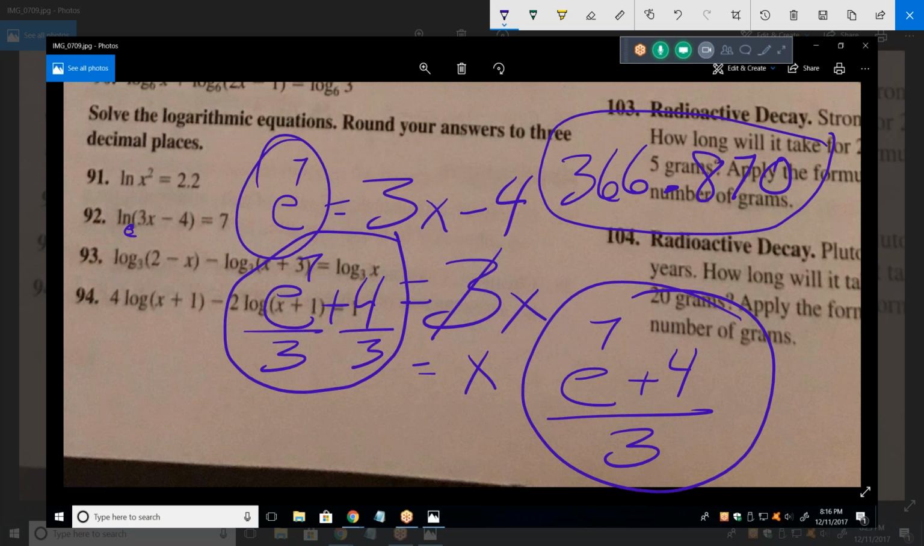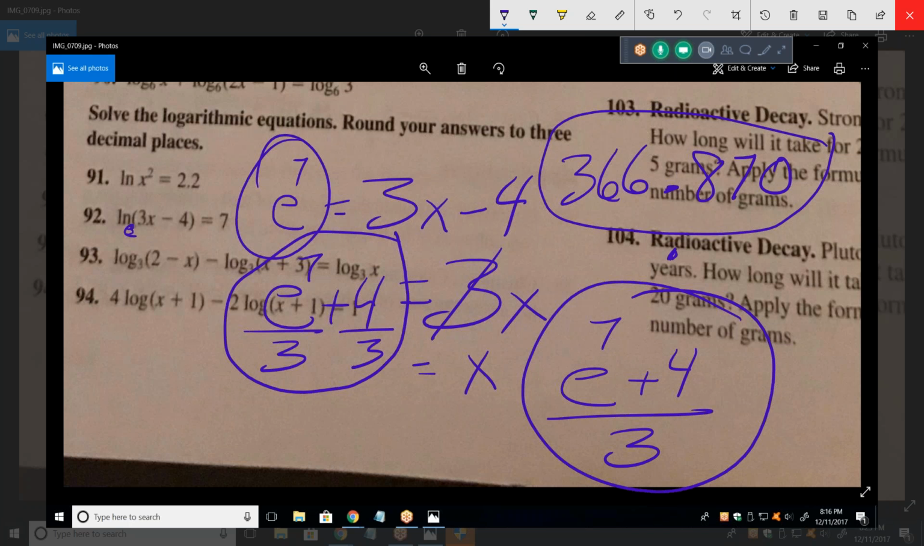Now do that same problem. e to the 7th plus 4 all divided by 3. What do you get now? Let me do that again. You have to press OK at the bottom. You can't just exit out or it doesn't save. That's correct. You're right.